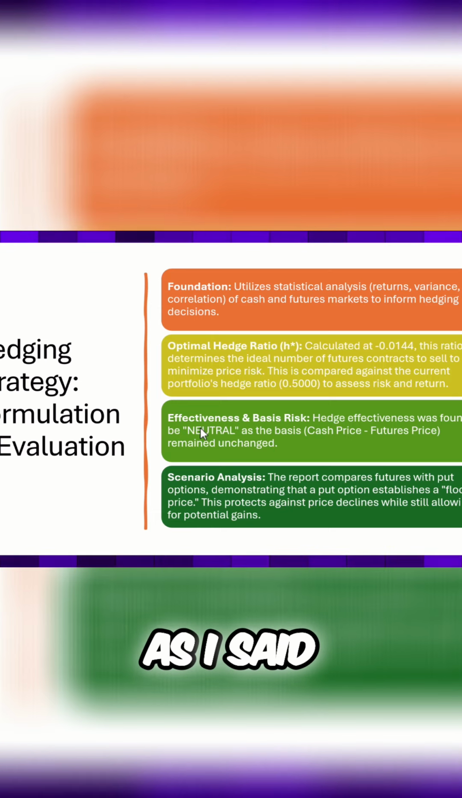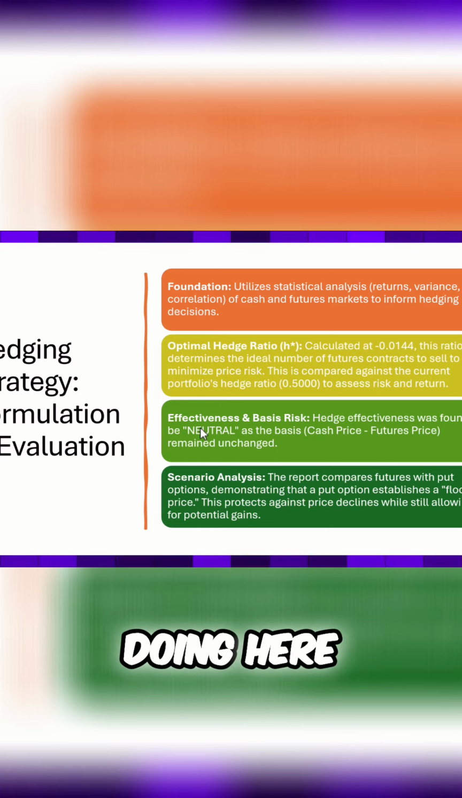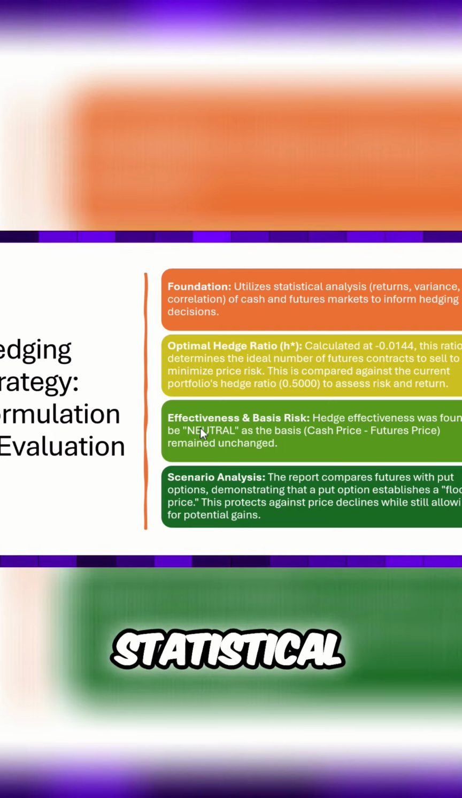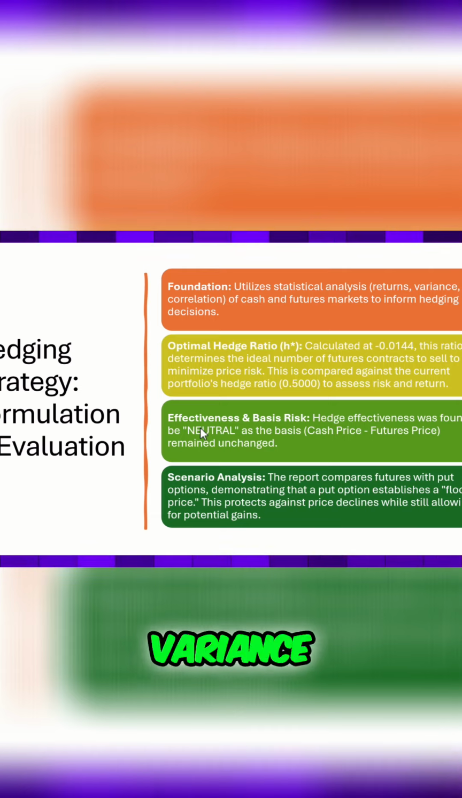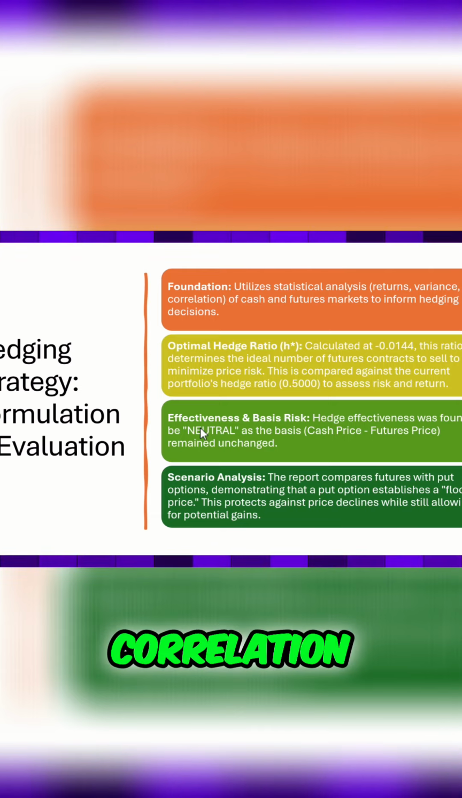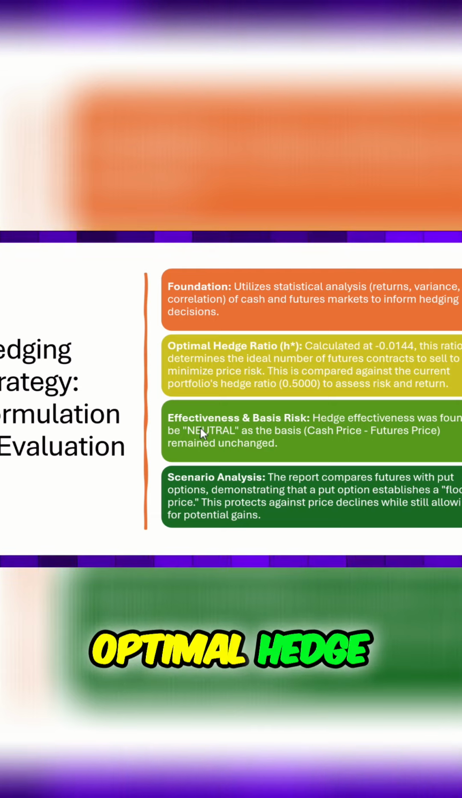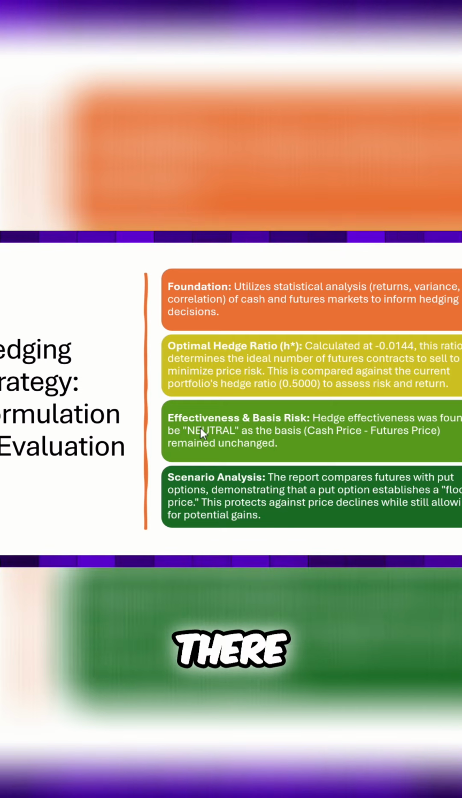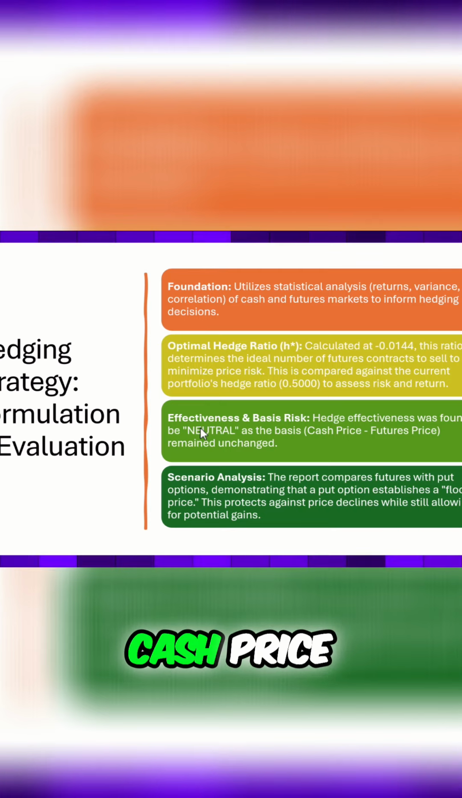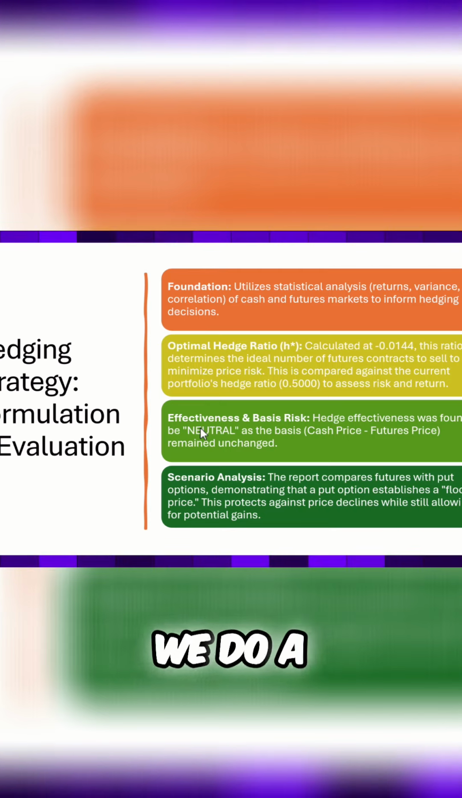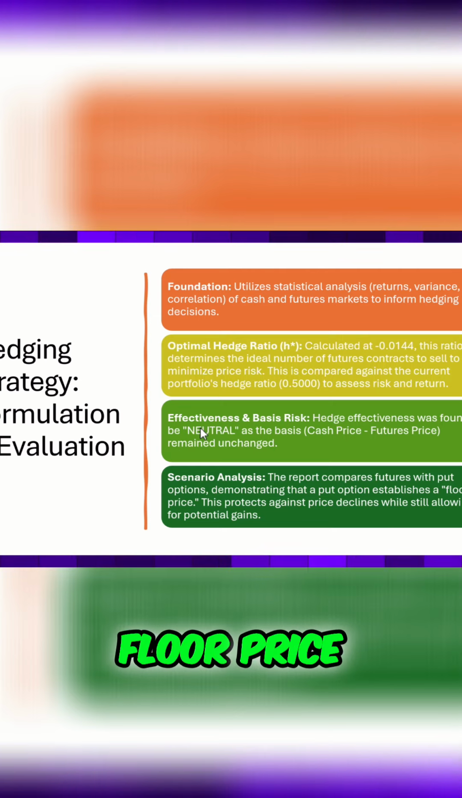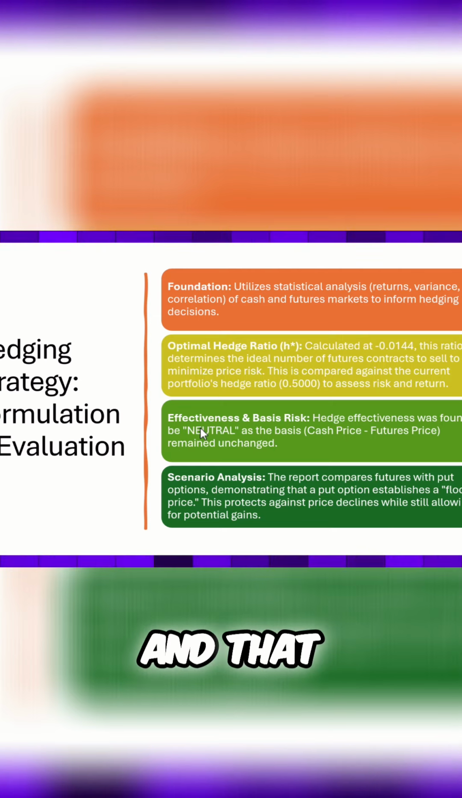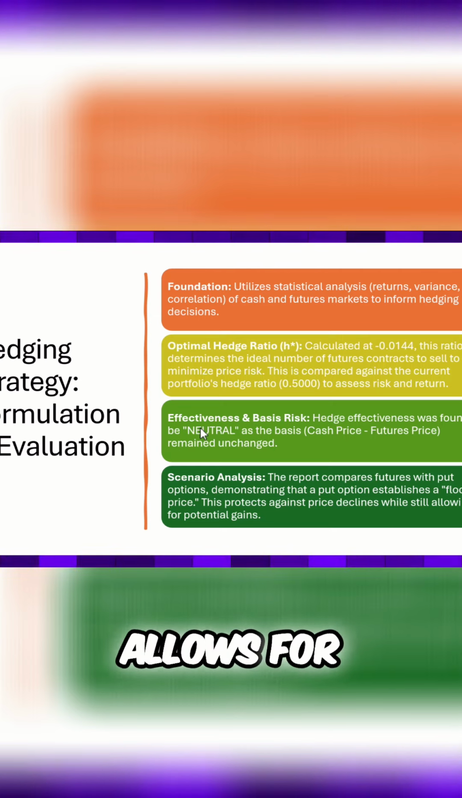So again, the more sophisticated, as I said, with the hedging, what we're doing here is formulating and evaluating. We are using typical statistical analysis: returns, variance, correlation, trying to calculate the optimal hedge ratio. We're trying to find how effective it is, and if there's basis risk there, the difference between cash price and the future price. And then from there, we do an overall scenario analysis, trying to establish a floor price. That protects against price declines, which still allows for potential gain.